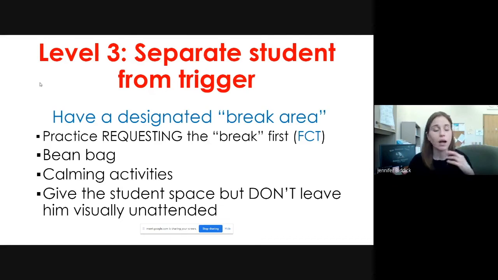I might have a beanbag or other calming activities. Something also extremely important here, we should never not be visually attending our students. That's extremely important in safety. You should always be visually attending to the students that you are assigned to. But here, when we're at a level 3 or that defensive level, we should be visually monitoring our students. So they might need a break. We might need to give them some space, we should still be able to see them so that we can quickly intervene if possible to keep our students safe, because this might be that level that they might begin engaging in aggression or self-injurious behavior. So again, give them space, but don't leave them visually unattended.